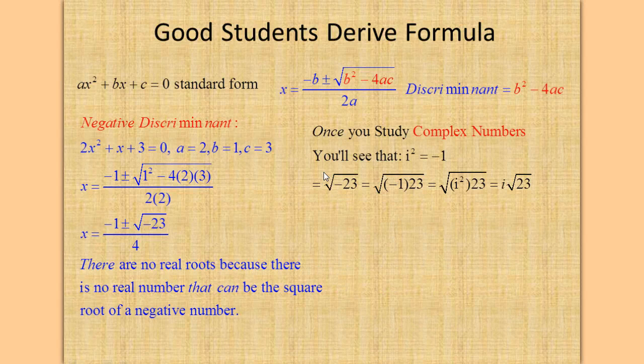Once you study complex numbers, you'll see that i squared equals minus 1. If i squared equals minus 1, we introduce another variable in complex numbers, called i, and we say i squared is equal to minus 1. So if i squared equals minus 1, then the square root of minus 1 is equal to i. Now that we've gotten rid of the minus under the sign, we can find the factors.